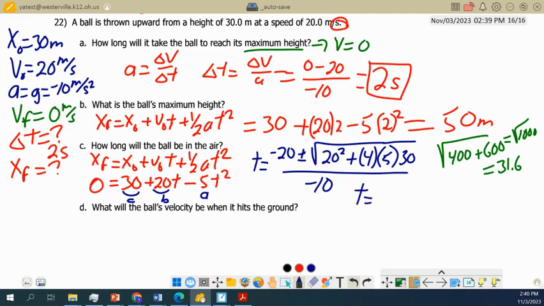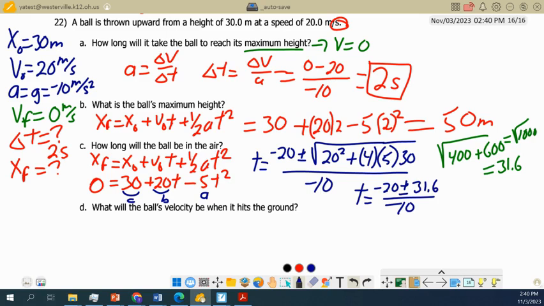T equals -20 plus or minus 31.6, and we divide that by 10. If we plug in our different values here, which one are we going to take? We know we're looking for a time in the future, so we want a positive time here. One of these roots is going to be negative. We know that happened in the past, before we threw the ball up in the air. So we're interested in the positive root here.